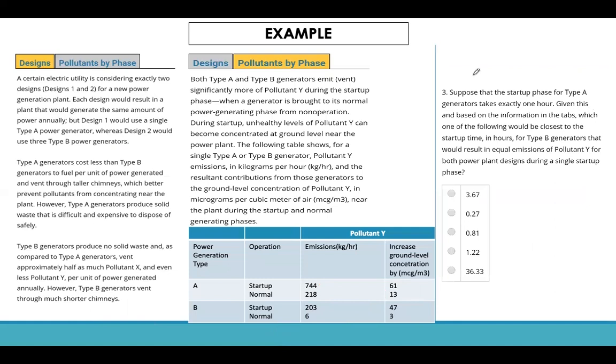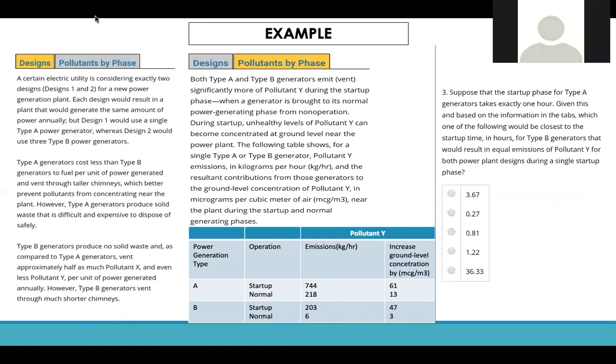Let's go to the last question. It reads, suppose that the startup phase for type A generators takes exactly 1 hour. Given this, and based on the information in the tabs, which of the following will be closest to the startup time in hours for type B generators that result in equal emissions of pollutant Y for both power plant designs during a single startup phase? All right. Suppose the startup phase for type A generators takes exactly 1 hour, right?